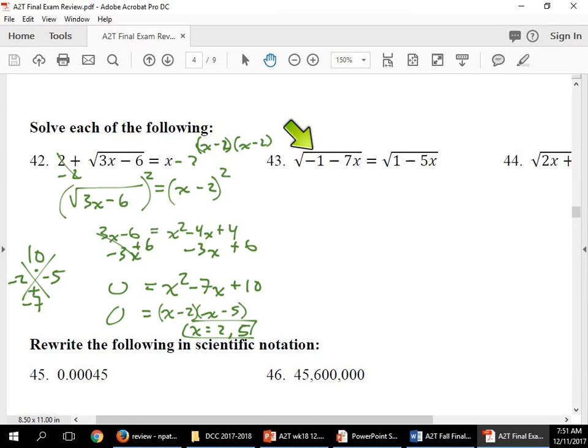Hey, check out this one. The square root's already isolated. You just have to square both sides.